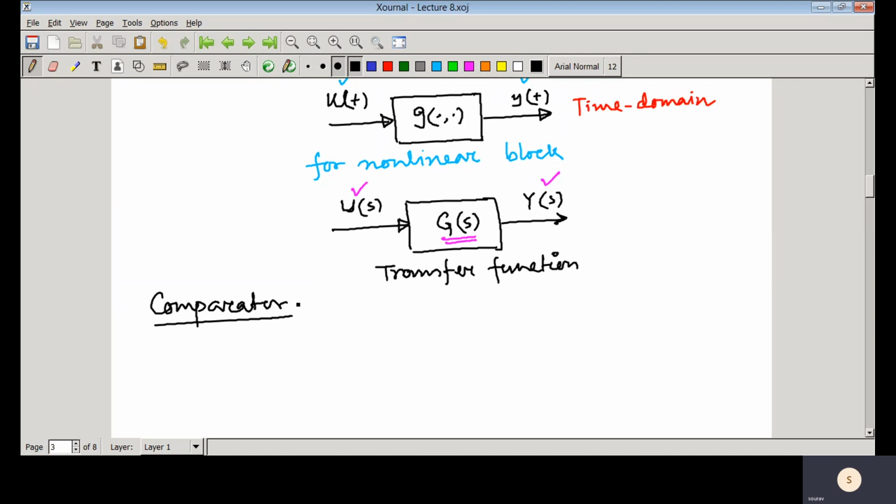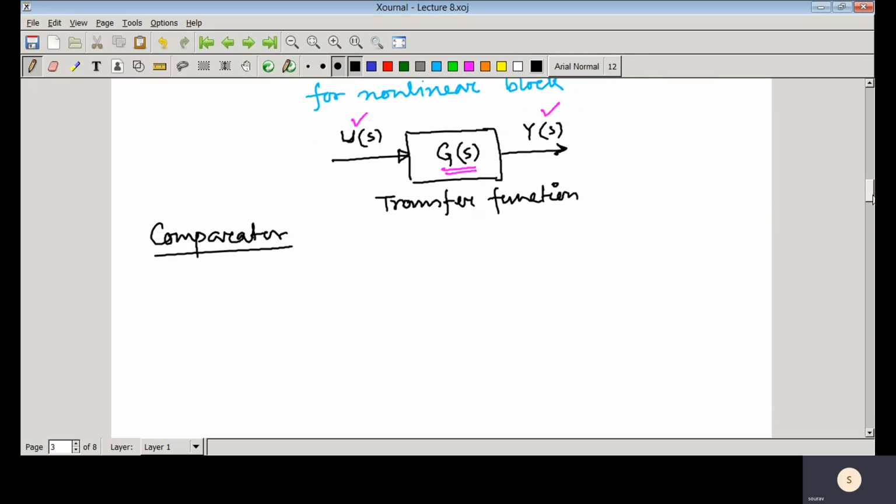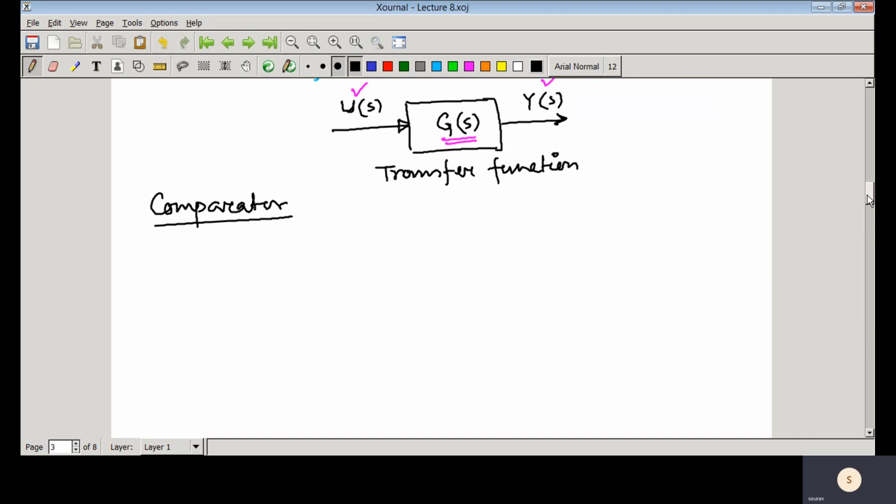The first one is that comparator. It is very simple. That means we just need to do some algebraic operation. So this is that comparator, this is the symbol, and here two signals are coming to that comparator, and I am just writing it for both. That means in time domain as well as in Laplace domain, that means for linear as well as for nonlinear.